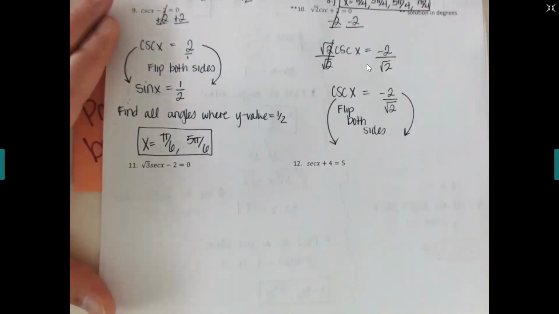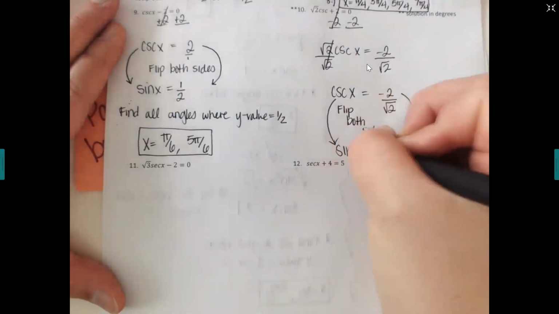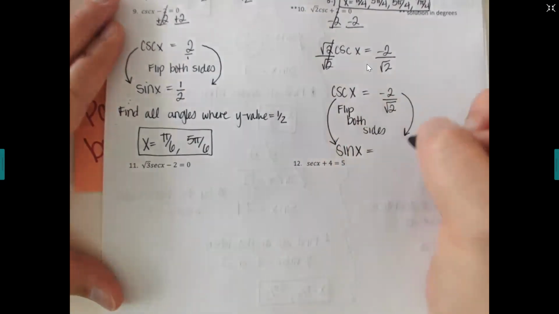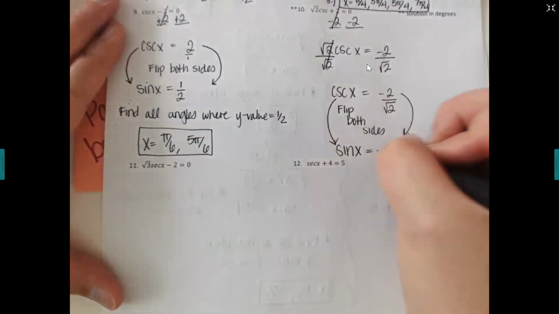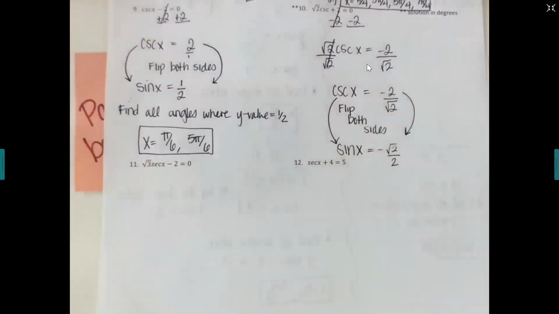CSC is gonna flip back to which of the original functions? Sine X. And my fraction is gonna flip to negative root 2 over 2. Now, one more thing I wanna remind you of from last time: when you flip a fraction, don't worry about trying to put the negative into the bottom, it doesn't matter, just keep it in the front.